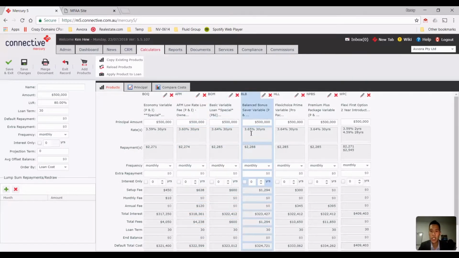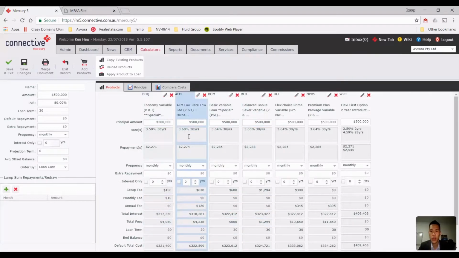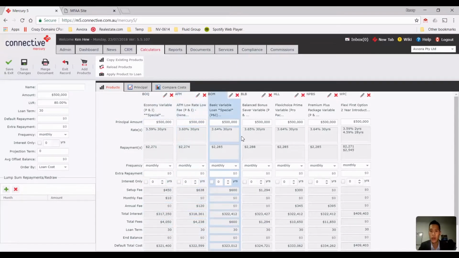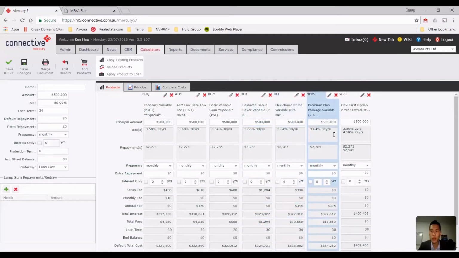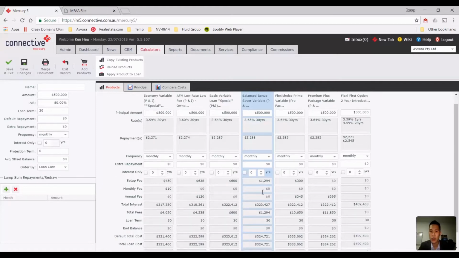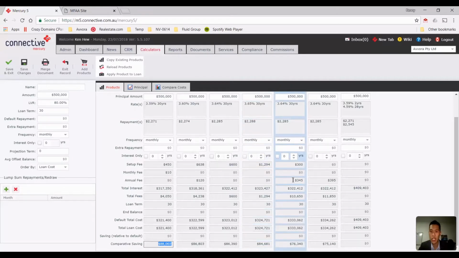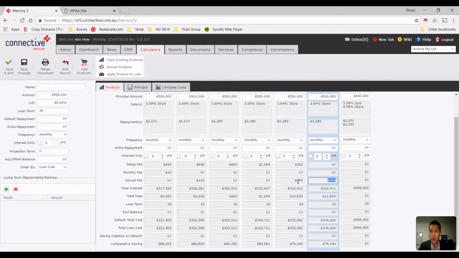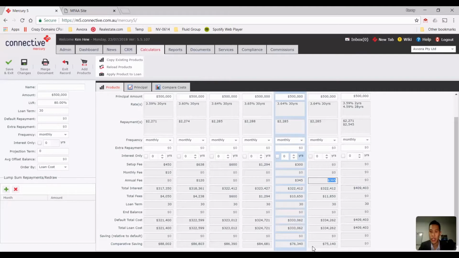So in this case here, you can see that these two are the cheapest at 3.59 and 3.60, but here we have a scenario where these rates are lower, but we have a 3.65%. So looking into that a little bit deeper, we can see that there is an annual fee on these two loan products, and the comparative saving is almost looking at maybe $8,000 difference over the 30-year loan term.